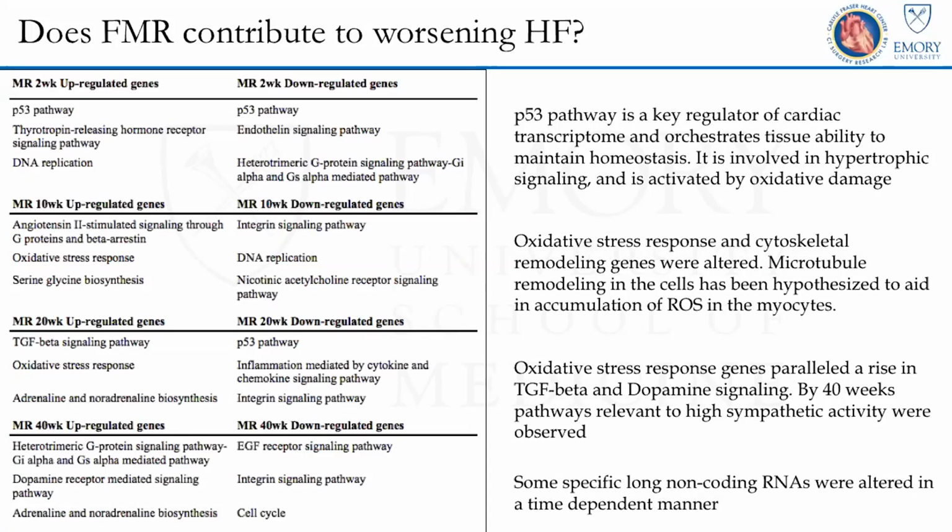At about 2 weeks, the pathway that was most upregulated was the P53 pathway, which is a key regulator of the cardiac transcriptome and plays a huge role in maintaining the tissue's ability to maintain homeostasis. It has also been implicated previously in the development of early stage hypertrophic signaling and is also associated with oxidative damage. What we see in the subsequent weeks, at 10 and 20 weeks, is a significant accumulation of oxidative stress response in the myocardium. And this has parallel changes in the cytoskeleton of these cardiomyocytes, or the genes associated with cytoskeletal remodeling.